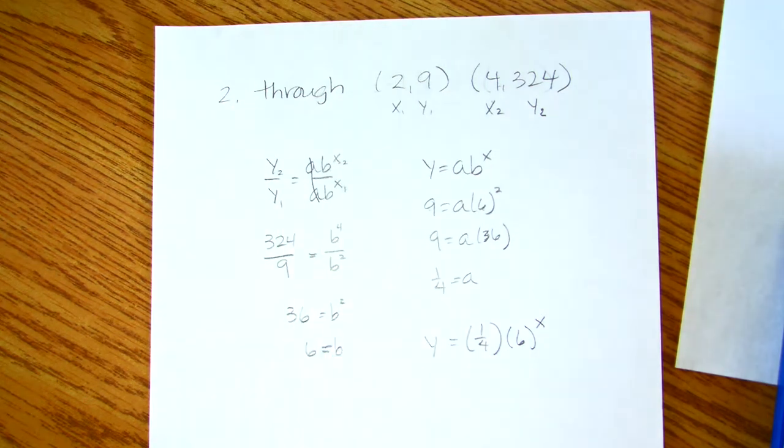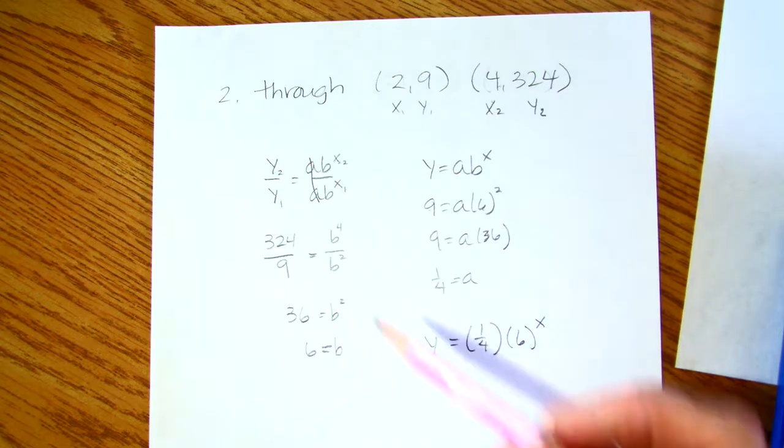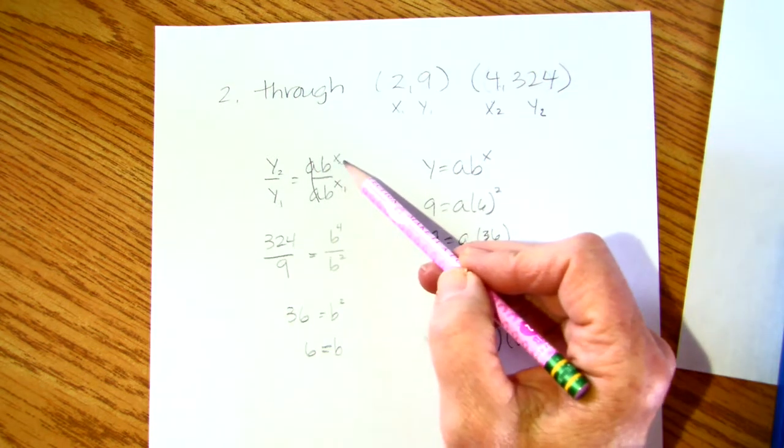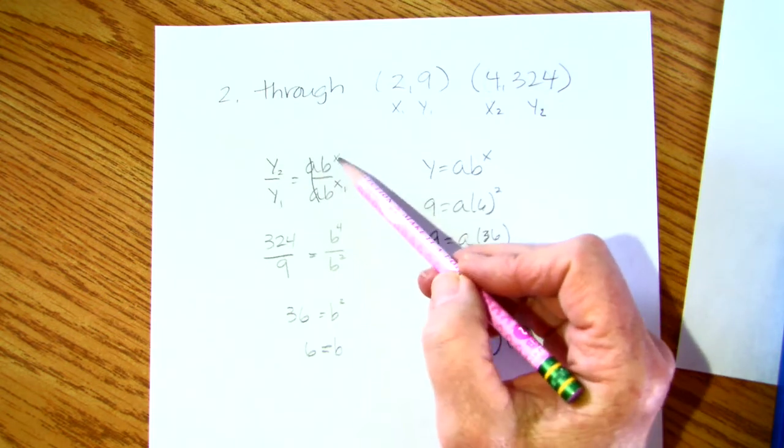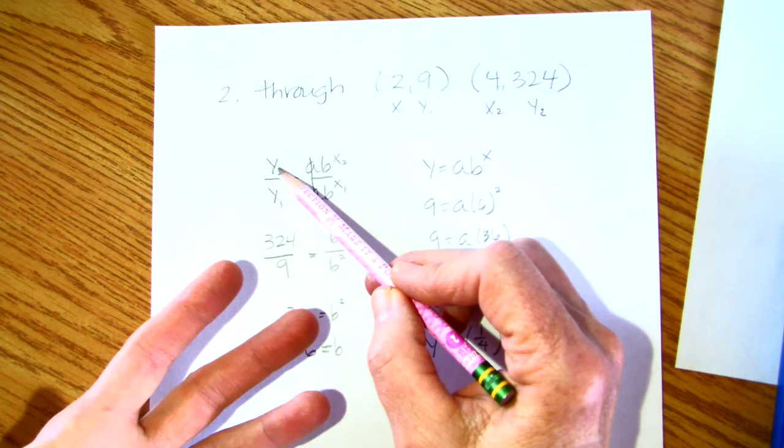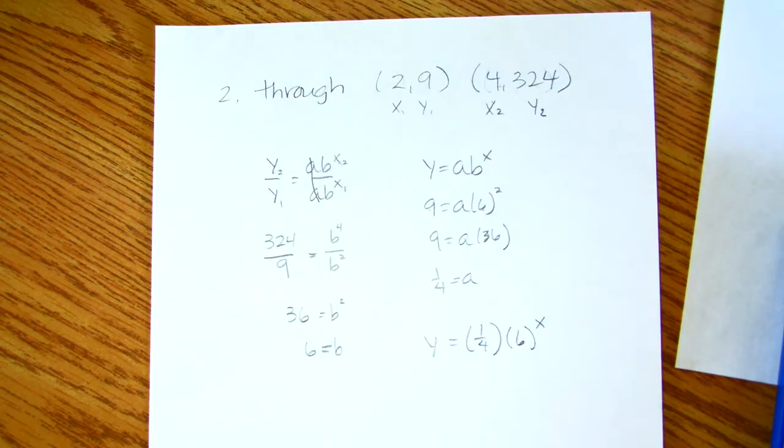I like to write a proportion. Your book shows you how to do it a little bit differently. And when I write my proportion, I like to make sure my higher exponent is on top. And remember that whatever x you put here, that y goes with that value.